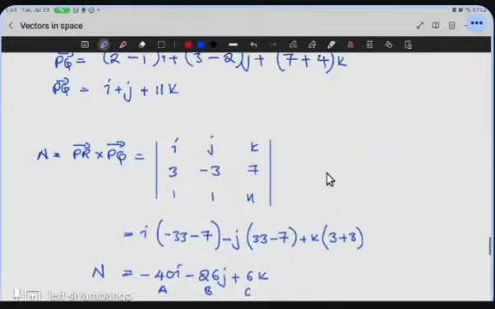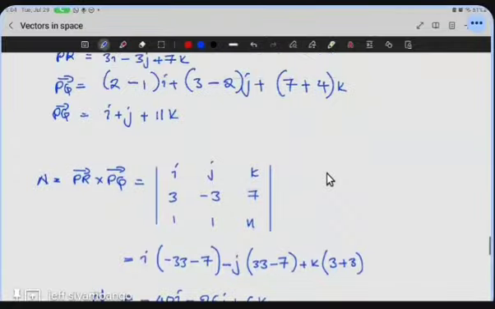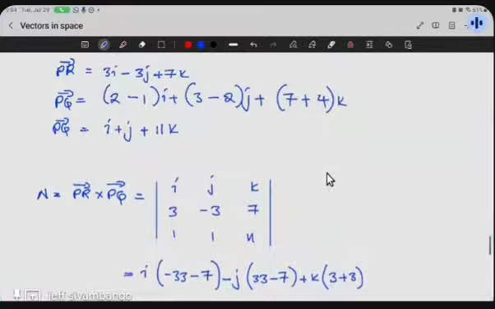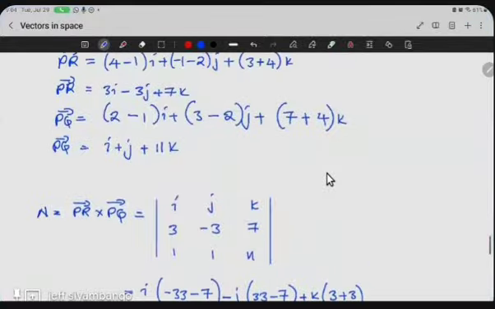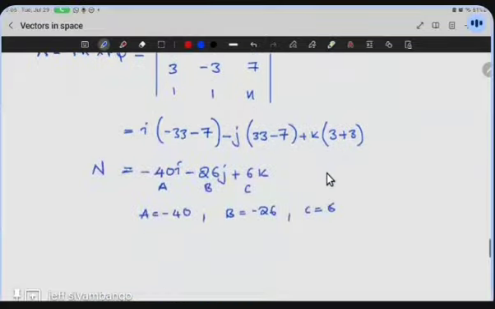Use what? Use what? PQ? I said PQ cross PR. The difference should be these are positive for you. They change signs, is it?